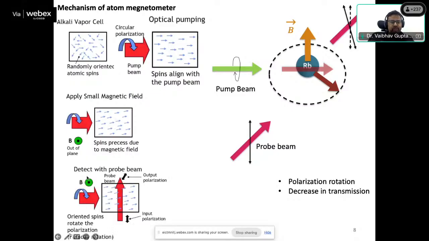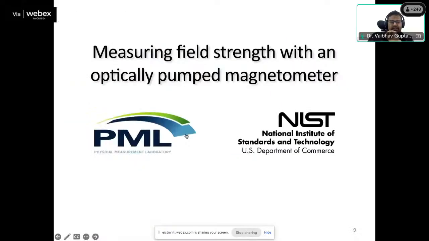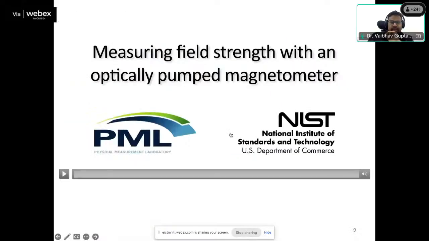And then you come with a probe beam, and this is the probe beam. I told you, if you apply pump here, you have to go with the probe beam in this direction. This probe beam has some input polarization, which is linearly polarized. Because of the interaction with the atoms, the polarization of this beam will deflect, and then finally you have to measure this deflection. So that is the basic principle.